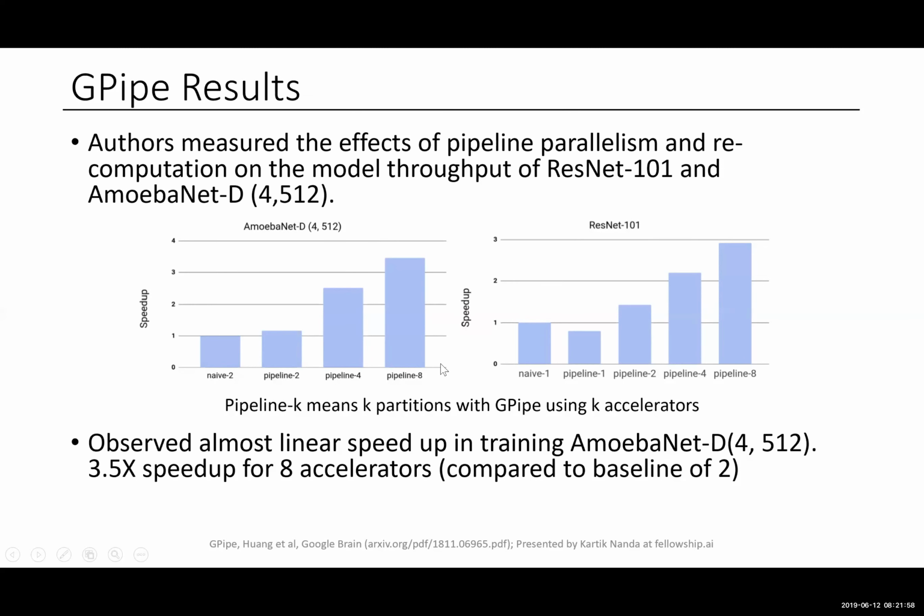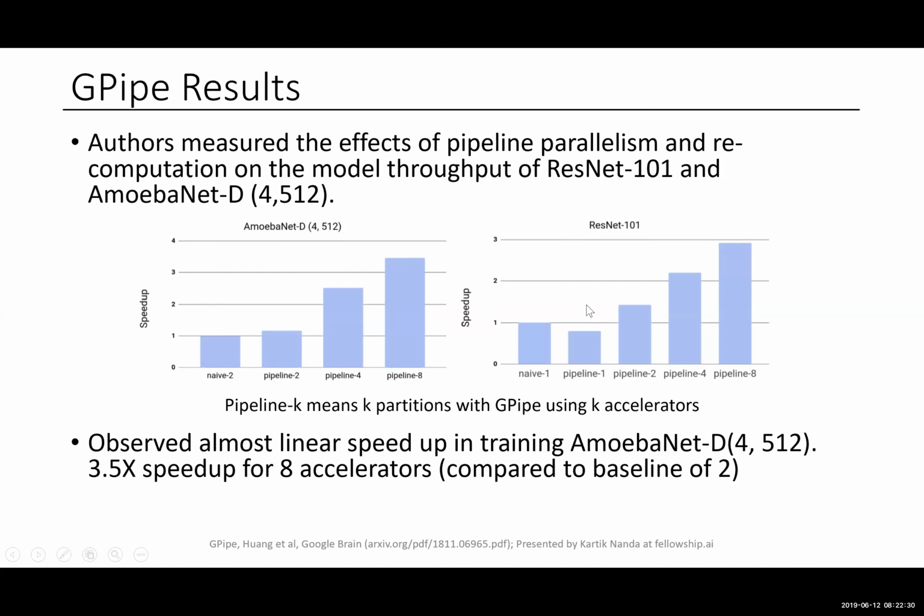So that's pipeline 2 to pipeline 8, which is 4x larger. So you're going from 2 accelerators to 8 accelerators, and they get 3.5x speed up. So near linear. The speed up, for example, for AmoebaNet is 3.5. The speed up for ResNet 101 is actually a little less than 3. So ResNet does not speed up as much.